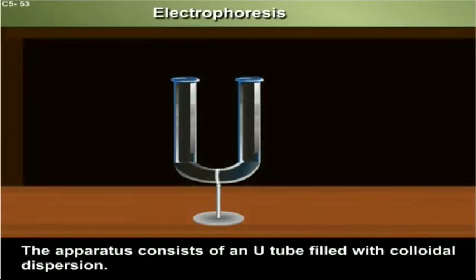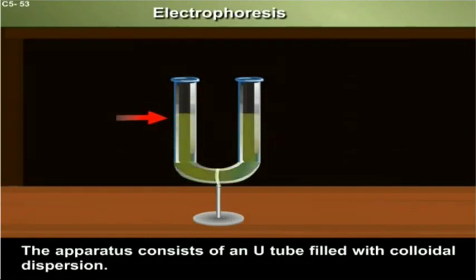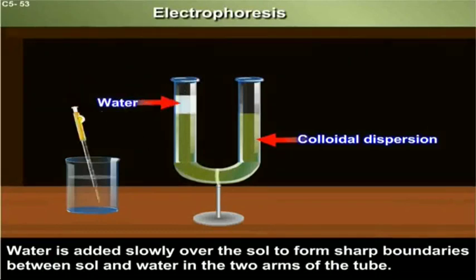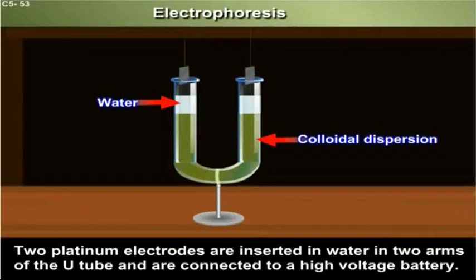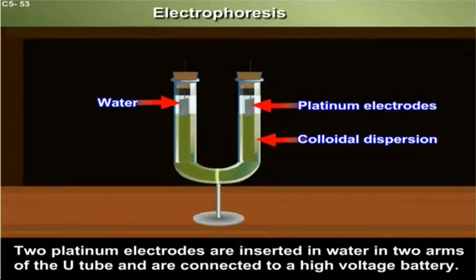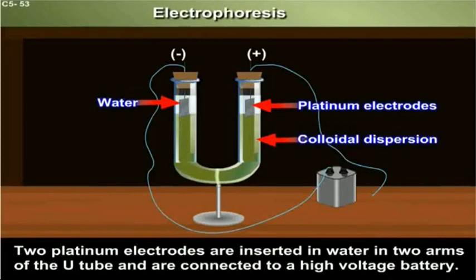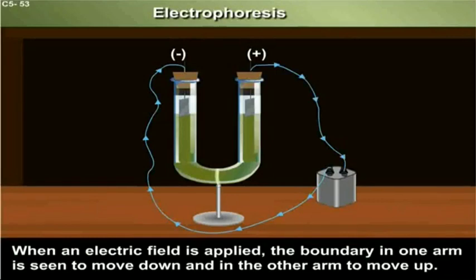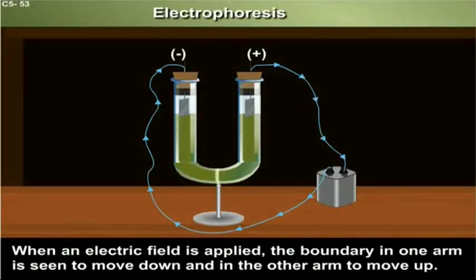The phenomenon of electrophoresis can be demonstrated by an apparatus, as shown here. The apparatus consists of a U-tube filled with colloidal dispersion. Water is added slowly over the soil to form sharp boundaries between soil and water in the two arms of the tube. Two platinum electrodes are inserted in water into arms of the U-tube and are connected to a high-voltage battery. When an electric field is applied, the boundary in one arm is seen to move down, and in the other arm, to move up.